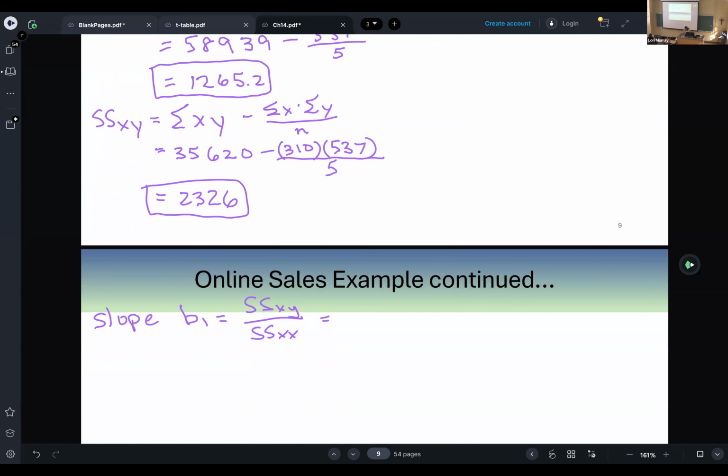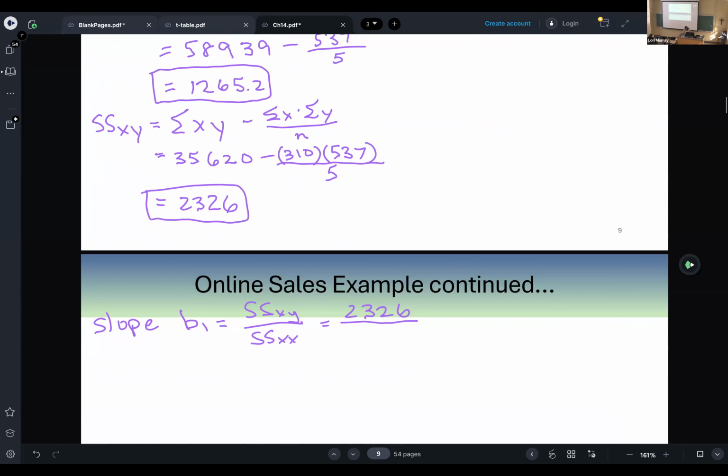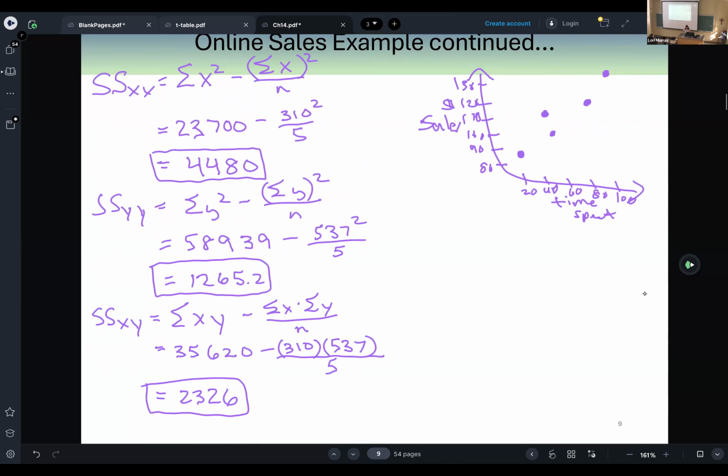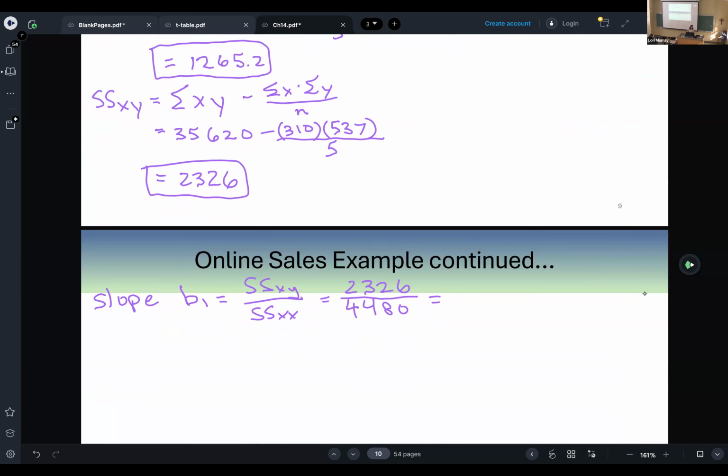So it's going to be 2326 divided by the X's 4480. Make sure you grab the X's 4480. That's what we calculated in the box there, the SX. And then we get our slope. 0.519. Looks good. That's part of our equation.